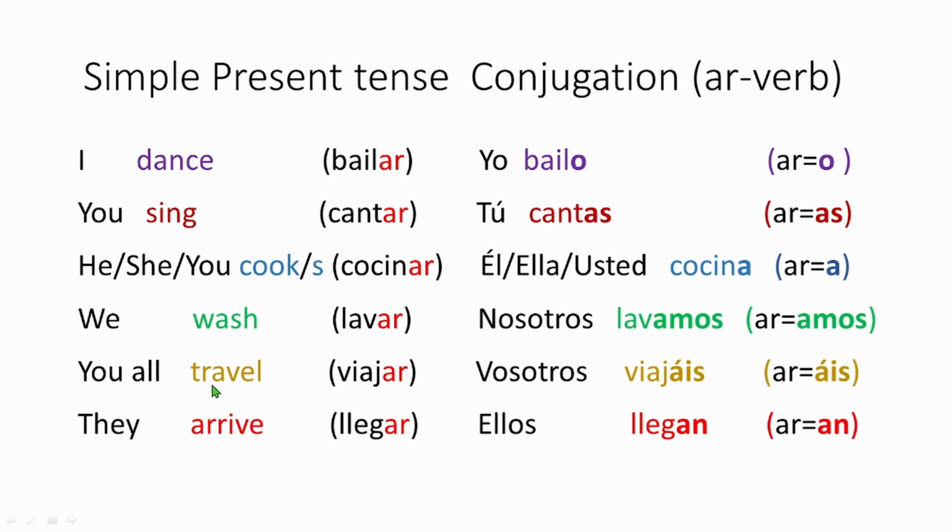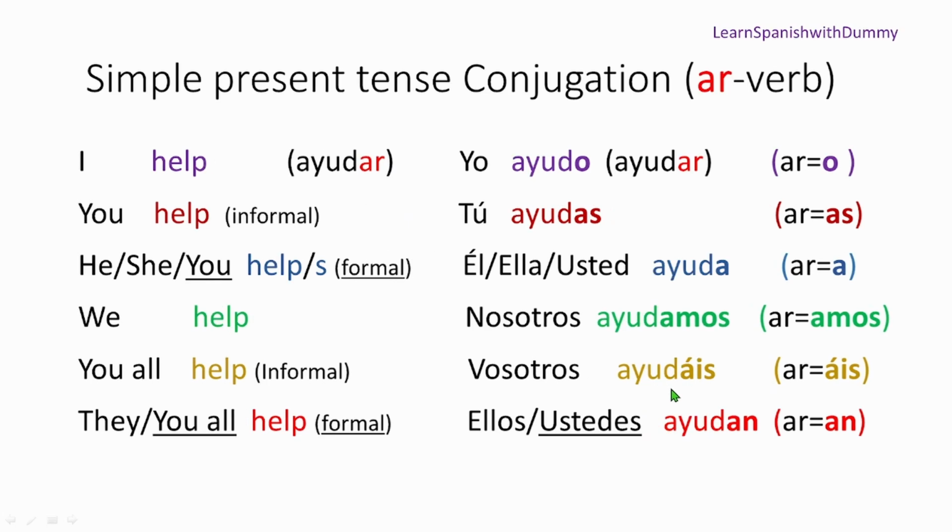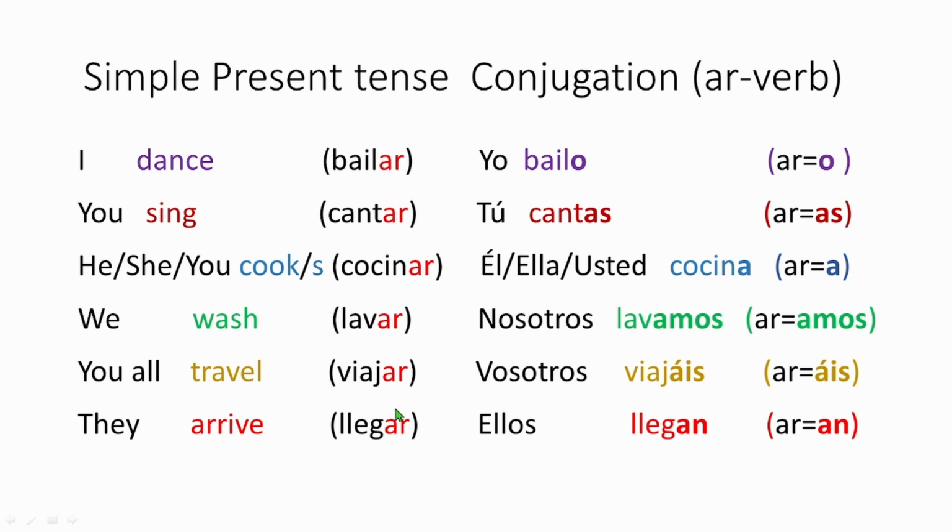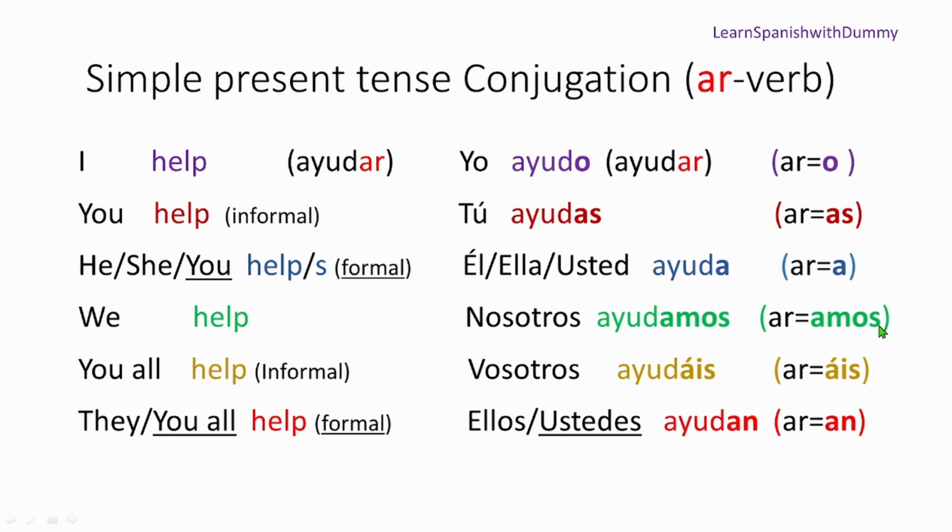Alright, we have you all travel. You all travel, and that's the informal you all. Travel is viajar. So vosotros viajáis. Vosotros viajáis. And you know the change, right? AIS. Now we go back. See, the same thing. You all help. Vosotros ayudáis. Cool, isn't it? When you speak about you all, no matter what, you're going to replace AR with AIS if it's an AR ending verb. These are all AR ending verbs, and this pattern is only for AR ending verbs. You need to keep it in mind.